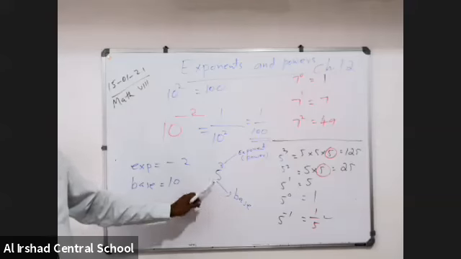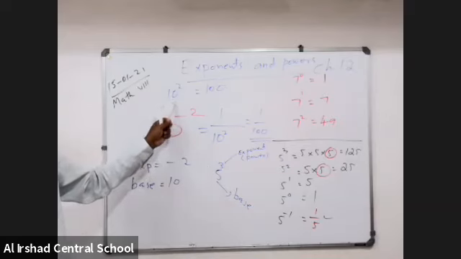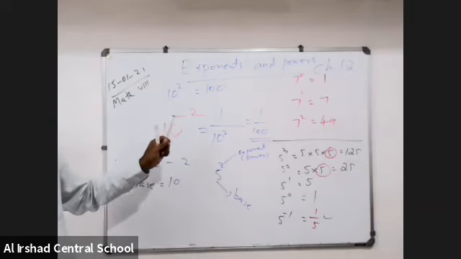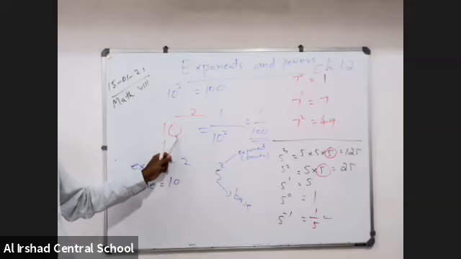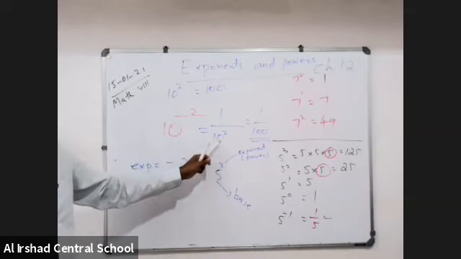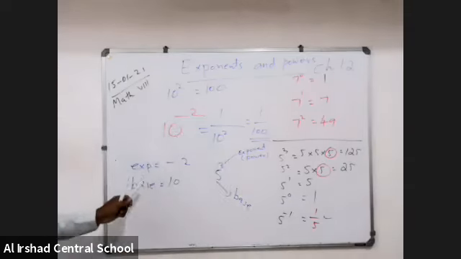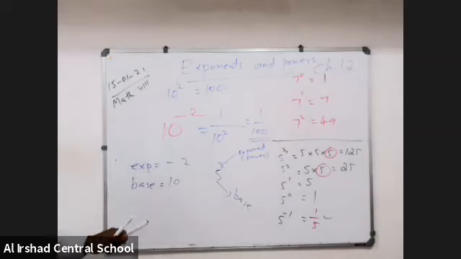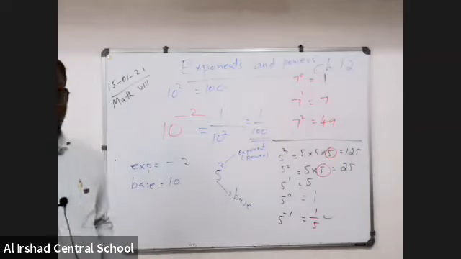Then come to the next sentence. 10 square is equal to 100. Now 10 inverse 2 is equal to 1 by 10 square, that is 1 by 100. Here also write: exponent is minus 2, as Mani had called. Base is 10, as he had called.